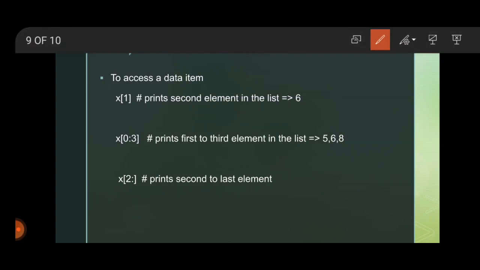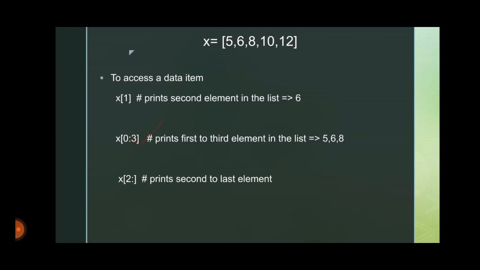Please note it here: n minus 1 is accessed, x[0:n minus 1]. So the values x[0], x[1] and x[2], that is 5, 6, 8, are getting accessed, and 10 is not included within the list.